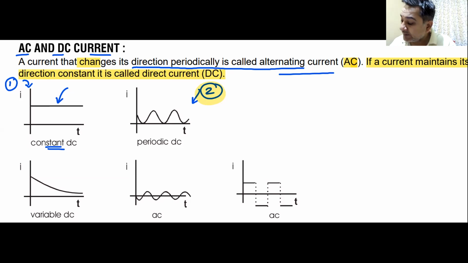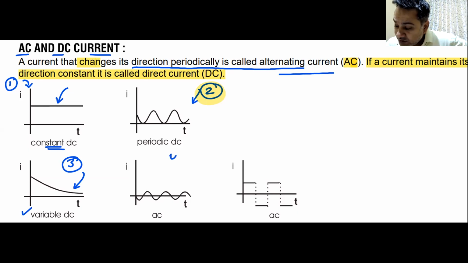Now look at example number 3 or graph number 3. Here the current is changing its magnitude, but it is not changing its direction, and therefore it is still DC. It is a variable DC. Do we understand this?